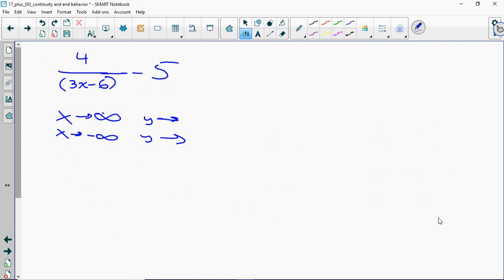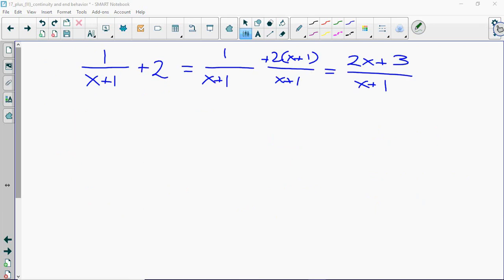How about this one? Well, how does this function compare to the original 1 over x? It seems like it's got a vertical stretch, but that vertical stretch is going to leave the asymptote still at 0. It seems like it's got a horizontal compression and a horizontal shift happening, but that's not going to change the horizontal asymptote at all. It's shifting down by 5. So that's the asymptote.